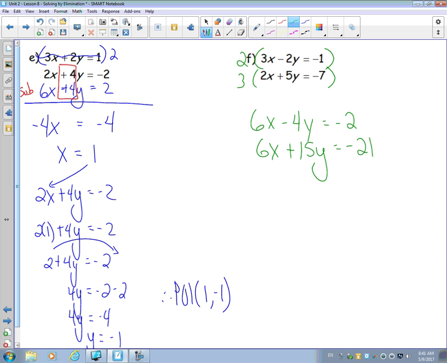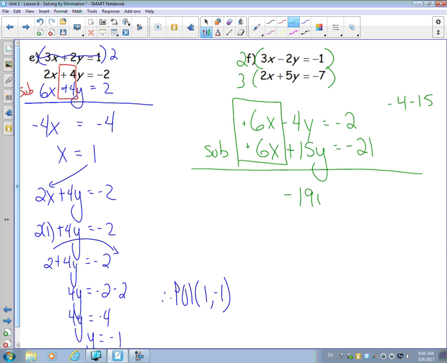So it's easier if you only have to multiply one equation, but it's totally fine to multiply both equations. Here, the x's have the same coefficients and they have the same signs, they're both plus signs. We're going to subtract: 6x minus 6x, I have no x's. Negative 4 minus 15 will give us negative 19y's.